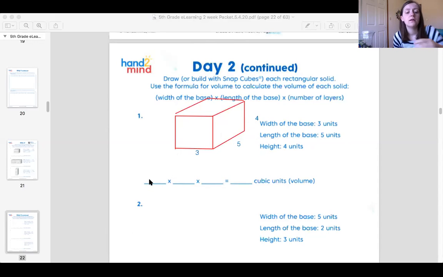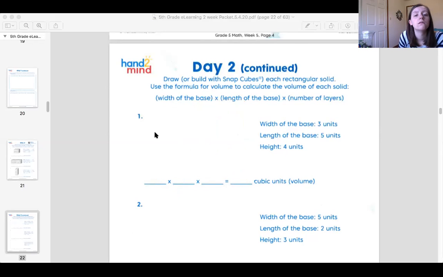Okay, and then I'm gonna multiply all those numbers together because my formula for volume is length times width times height. Okay, so I know that 3 times 5 is 15. 15 times 4 is going to give me 60. Okay, so I've discovered that my volume, once I multiply all those numbers together, is 60 units cubed.